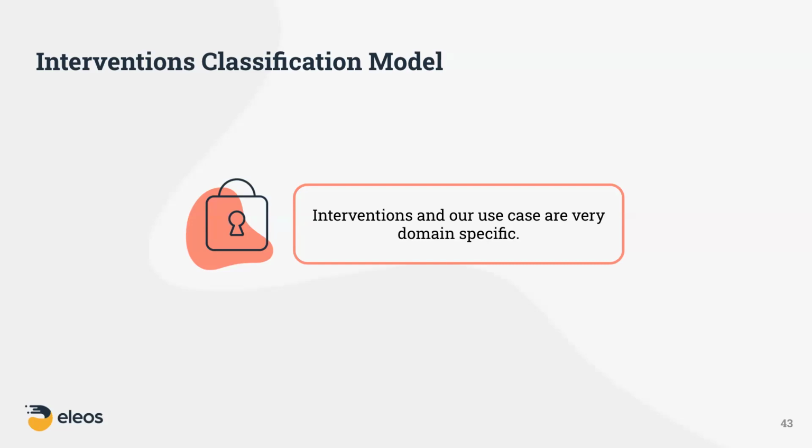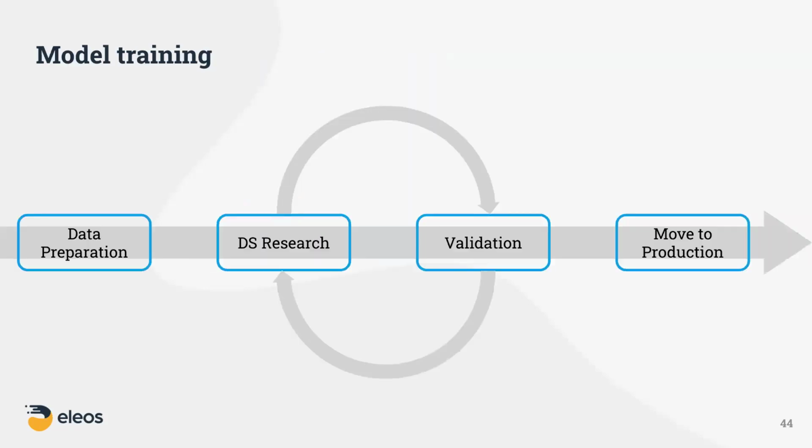So unfortunately, we can't go into Hugging Face and find an interventions identifier for transcripts of therapy sessions. So we need to do our own. And I'm gonna go over the model training process and highlight some of the challenges that are involved. Maybe some of them are specific for interventions, some of them are like for all of our models.